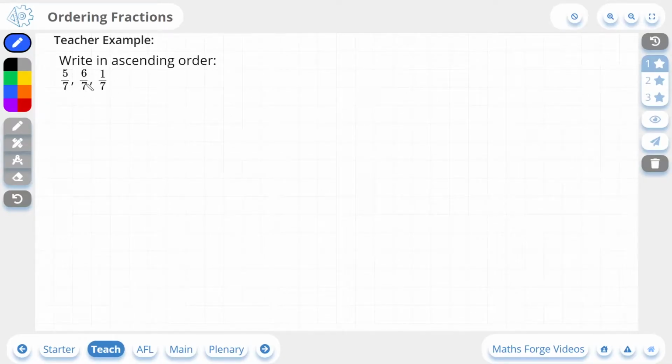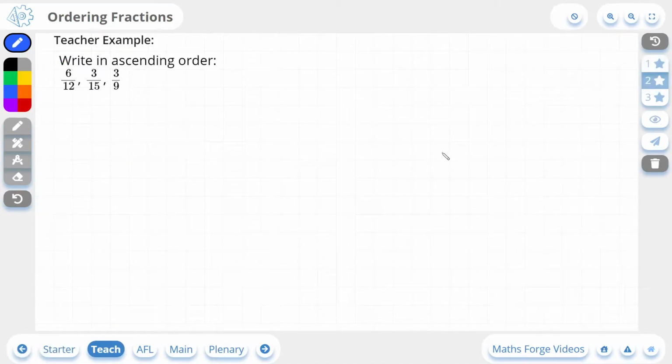Now, because all of the denominators are the same, this is pretty straightforward. You just order them according to their numerators, so the top number. So in this case, since it's in ascending order, I'm going to start with the smallest, which is 1 over 7. I'm then going to place the fraction that is second smallest, which is 5 over 7. And finally, 6 over 7. So we have written these fractions here in ascending order. We'll just check our answer. There it is.